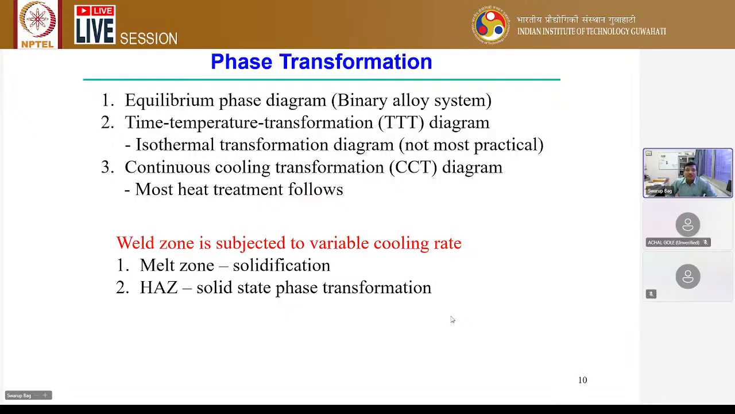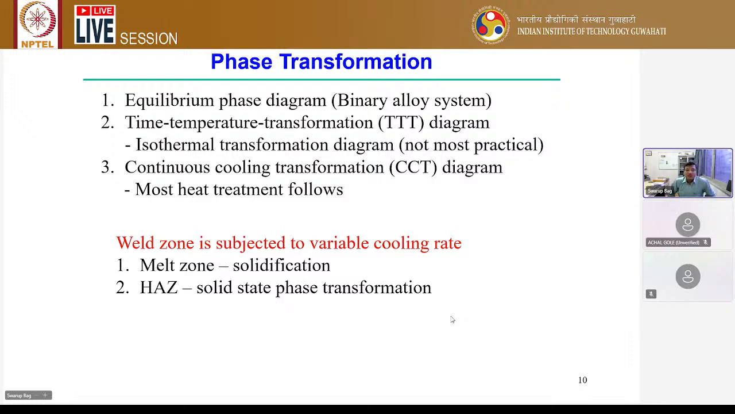So that's why the continuous cooling transformation diagram is mostly used to design the heat treatment process for different kinds of alloy systems. And we know that after the welding process, we usually perform heat treatment to improve different mechanical properties or to reduce the residual stress. That is usually what heat treatment is performed for.